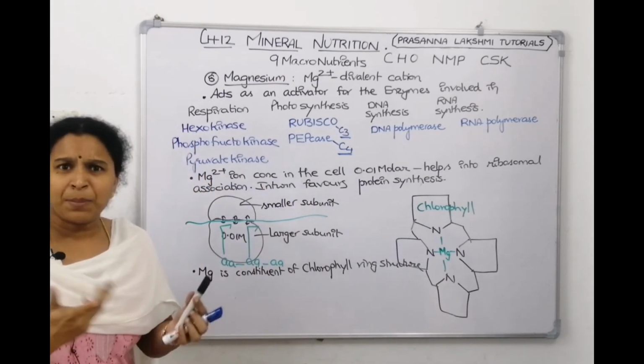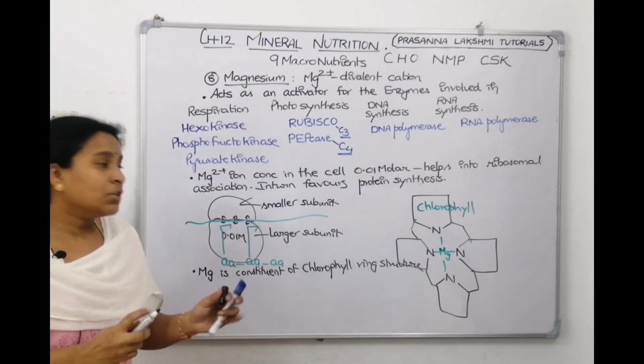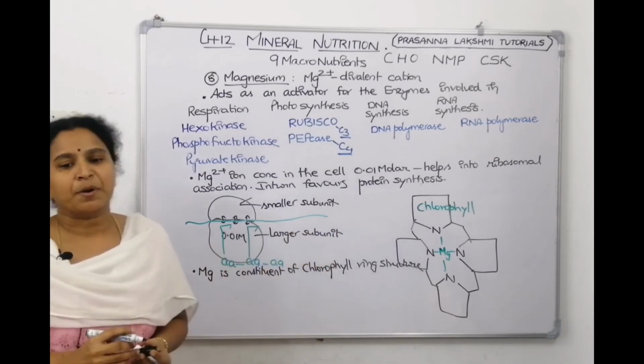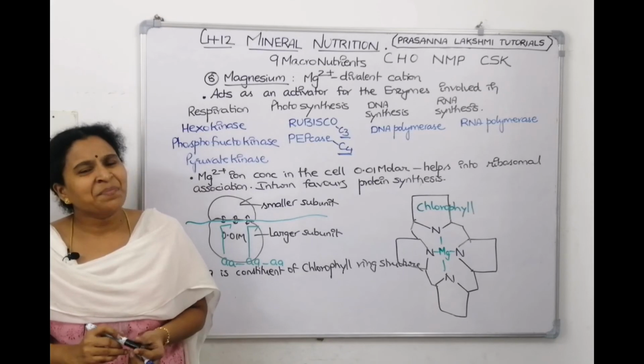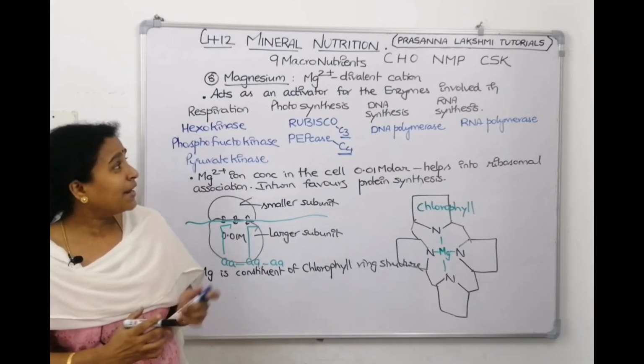If chlorophyll is not there, plant cannot do photosynthesis, right? So if chlorophyll is not there, plant cannot prepare its food, right? That's it. All this is the role of magnesium.